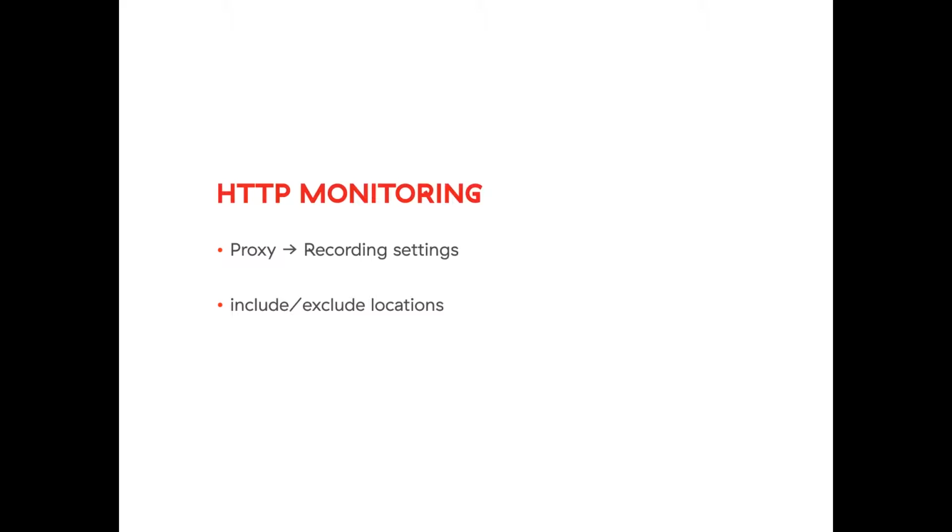To enable HTTP monitoring, you go to recording settings and enable recording, and then you can include or exclude certain host names. So if you'd like to track only traffic that your app makes to your API, you can add the host name of your API. And if you don't add anything, it will show all the traffic your device makes.